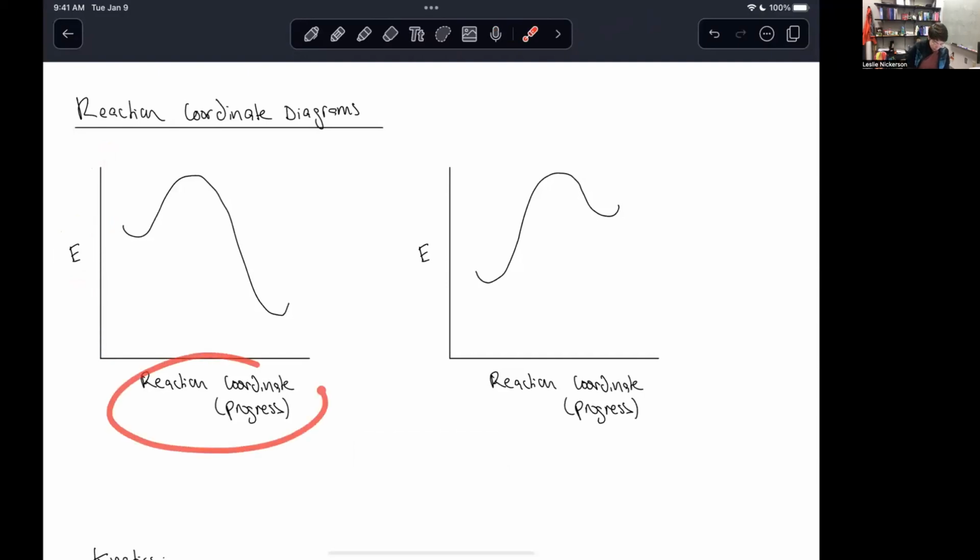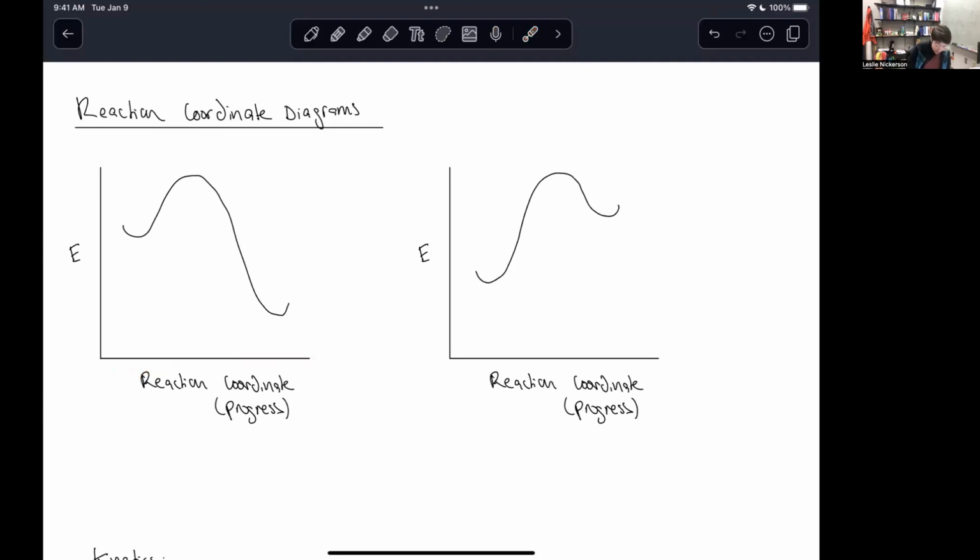And then your x-axis is going to be called your reaction coordinate. I like to think about this as a reaction progress. So kind of like this is the reaction progressing along as it occurs. So the farther along you go, the more towards product you're going. Alrighty, so let's go ahead and label some of this out.